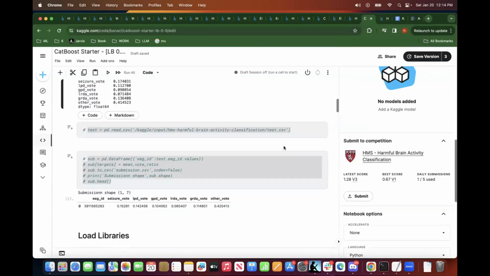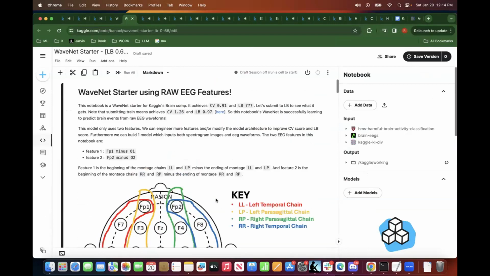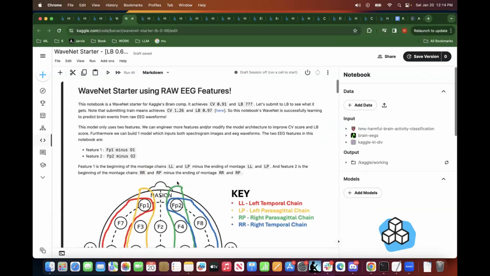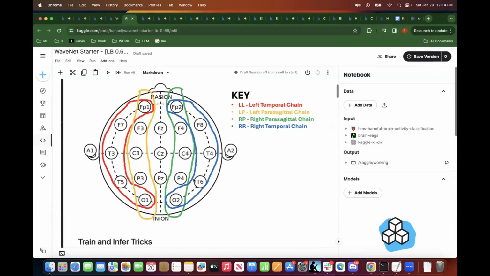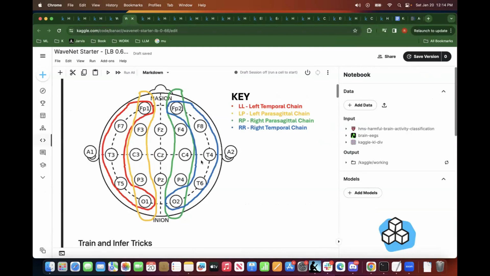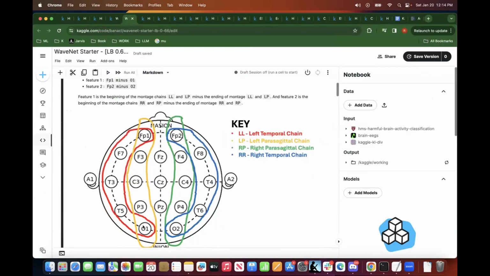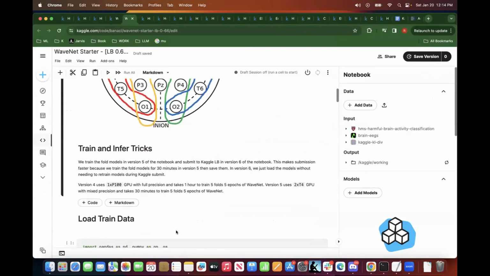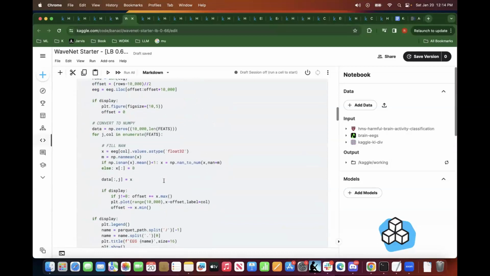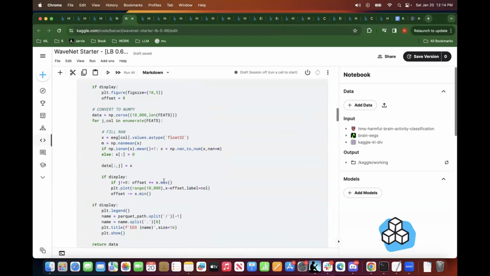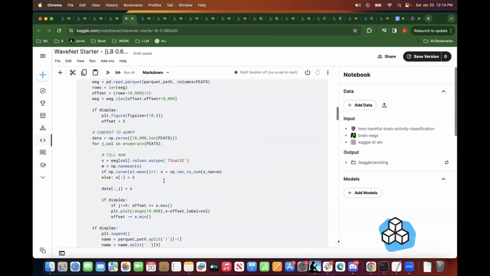The other one I wanted to look at is the WaveNet one where he's using the raw EEG features. Like I said, I think you can use all of them, but in this notebook he's just using FP1, O1, FP2, and O2.